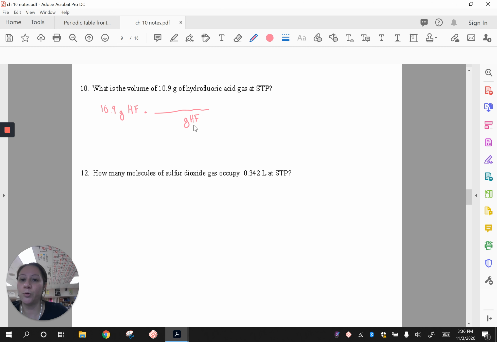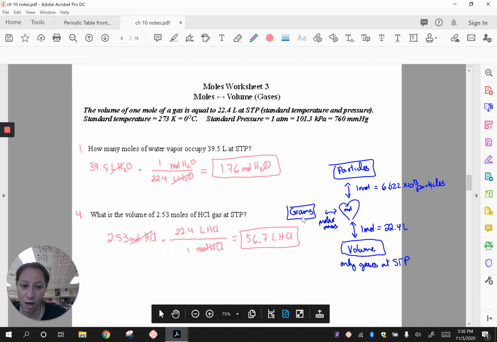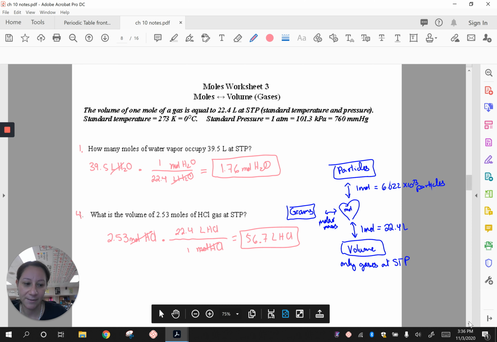So can I go from grams to volume right away? Well, let's check in our chart here. We are given grams. We're looking for volume. Can I go directly? No, I cannot. I have to stop by moles first. So I need to go from grams to moles first using my molar mass. And then I go from moles to volume using 1 mole is 22.4 liters. So again, my first step is going from grams to moles using the molar mass. So let's do that first.